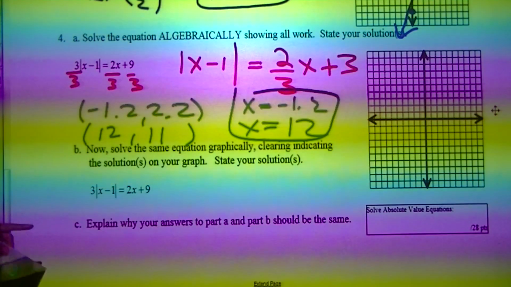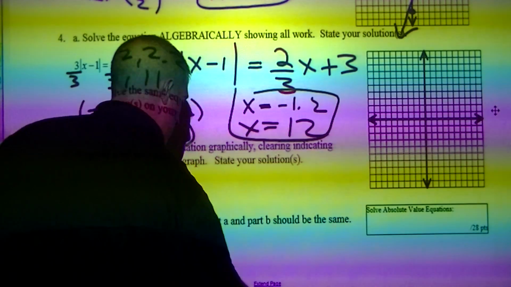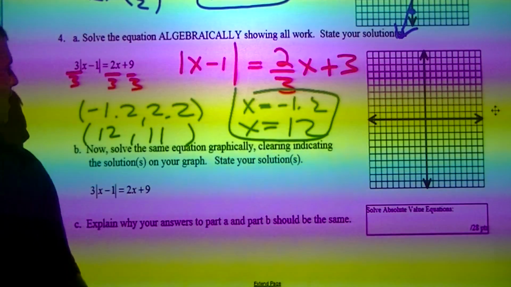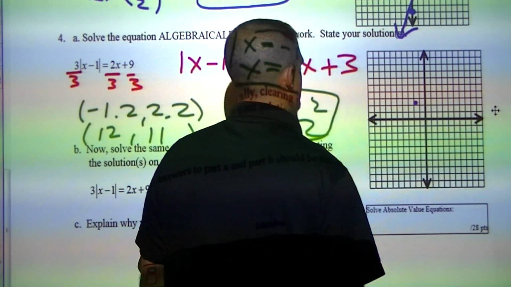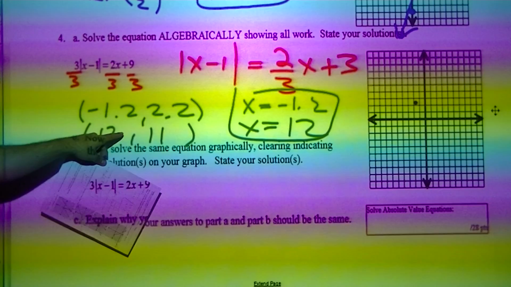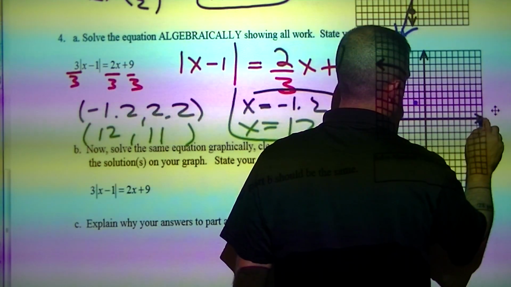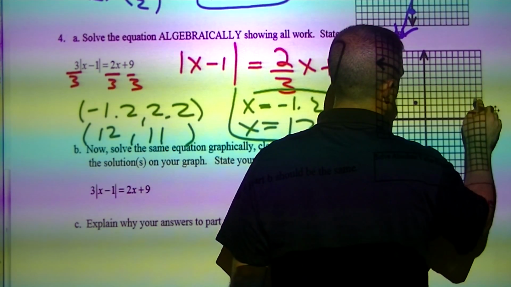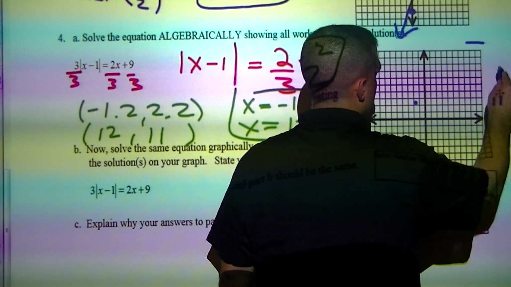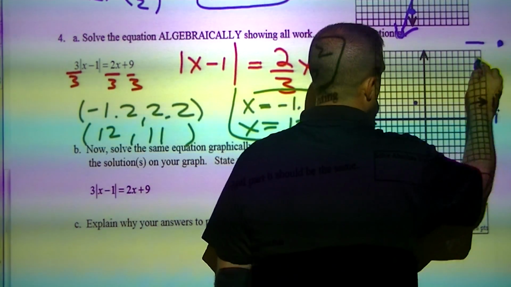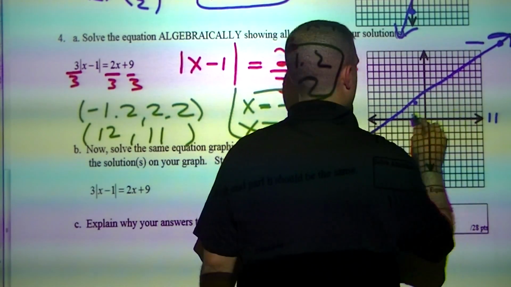So I'm going to graph this. I'm going to go ahead and graph these 2 points. That will help me. Negative 1.2, comma 2.2 would be about there. The other one would be 12, 11. So that's 1, 2, 3, 4, 5, 6, 7, 8, 9, 10, 11, 12. 1, 2, 3, 4, 5, 6, 7, 8, 9, 10, 11. Okay, so I'm somewhere about right here. So my line goes through those 2.